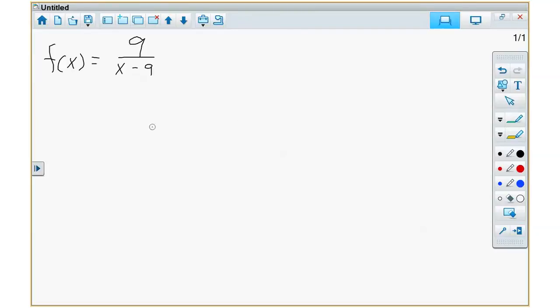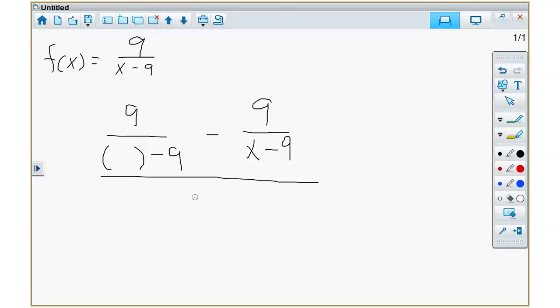So the first thing we're going to do is draw the wrong set of parentheses. We're going to write 9 over a big set of parentheses, x minus 9, minus 9 over x minus 9, all over h over what? 1.